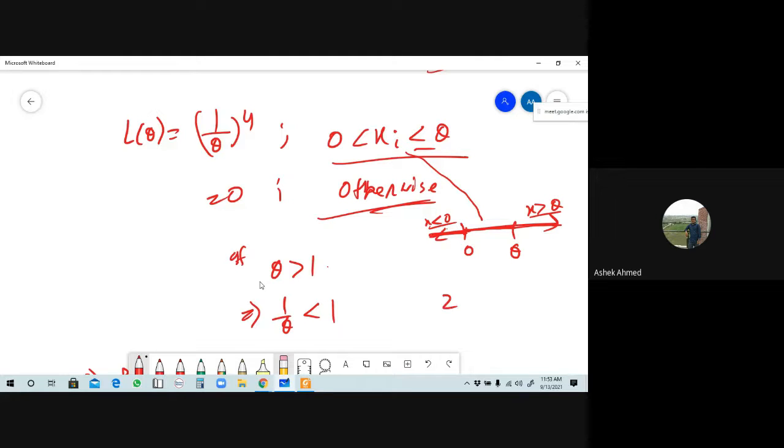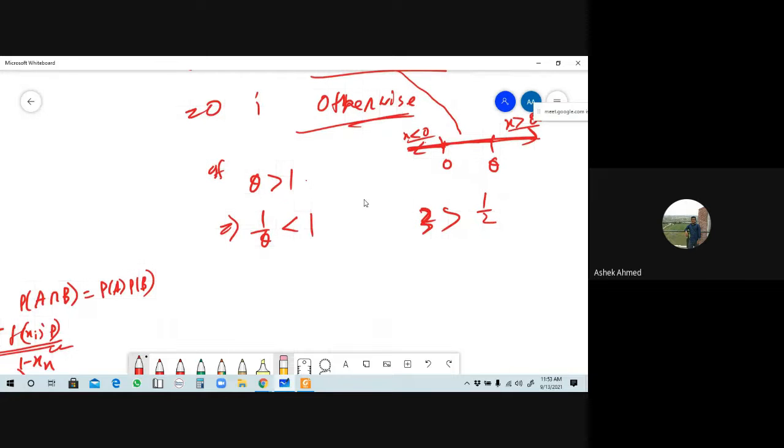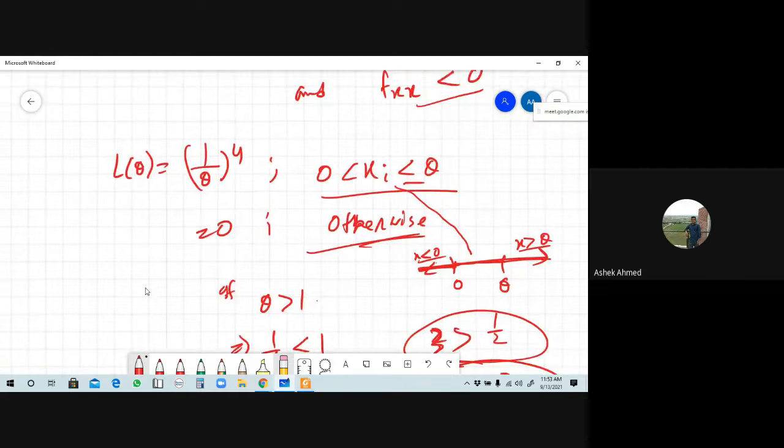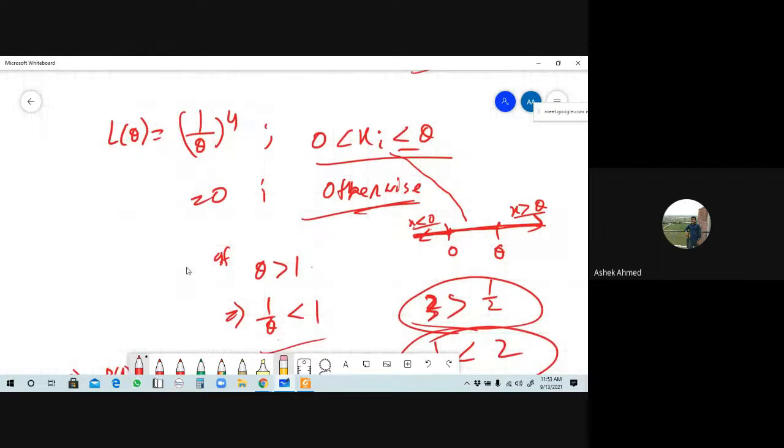For example, suppose we have 2 and 3 here. Which is bigger? 3 is greater than 2. Now if you take the inverse on both sides, then 1 by 3 and 1 by 2, the inequality will be changed here, is it right? That is the same concept. Understand? So 1 by 3 will be less than 1 by 2.